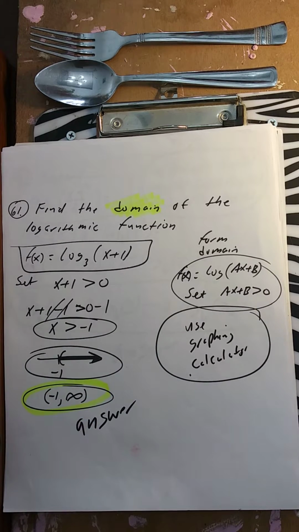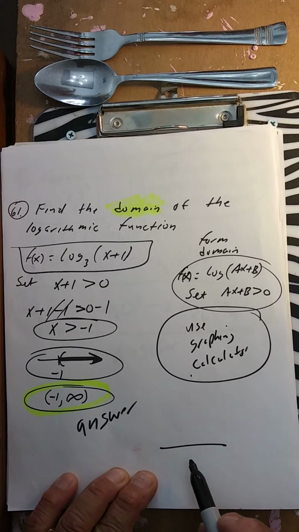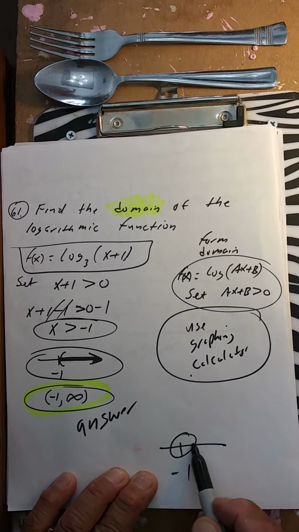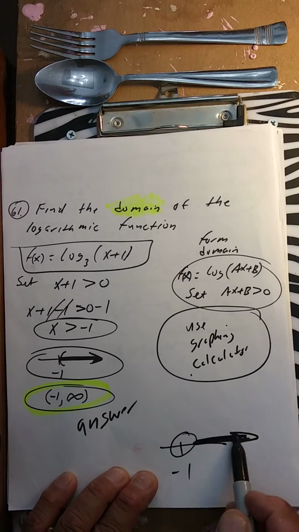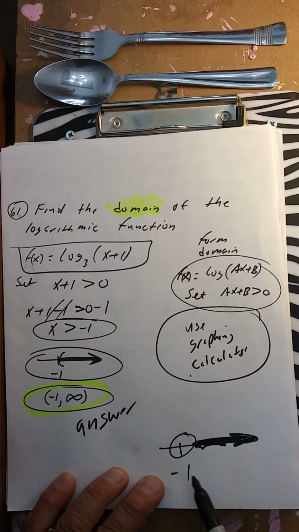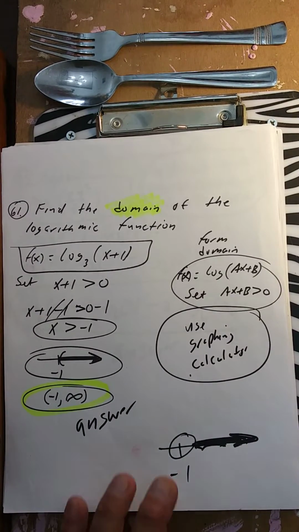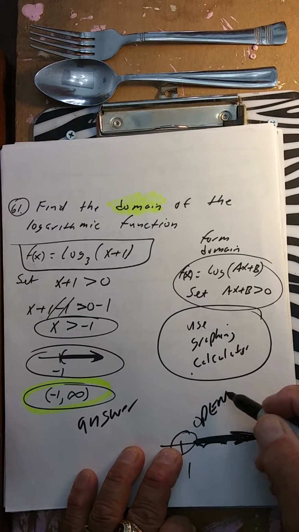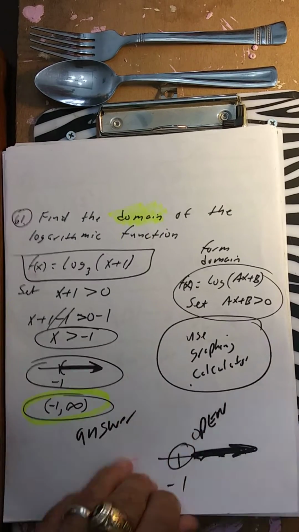There's another way. Sure, I'll show you another way. Another way to write it, somebody asked, is this. This way, going that way. Don't include the -1. See that? Open circle, open circle right here. All right, let's go to the next one.